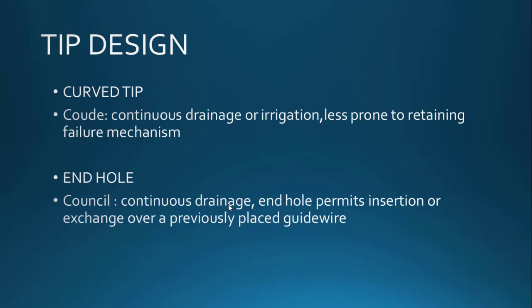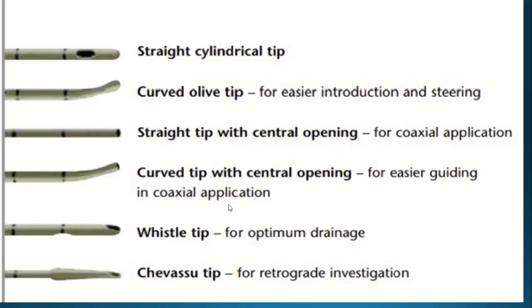Curved tips are available by the name of Cordy catheter. They provide continuous drainage or irrigation, and they are less prone to retention failure. And end hole, which is called council catheter, provides continuous drainage. End hole permits the insertion or exchange over a previously placed guide wire. These are the various types of the ureteric catheters.